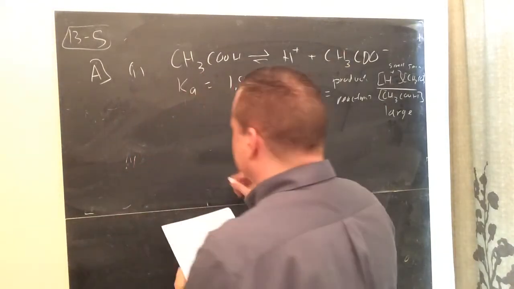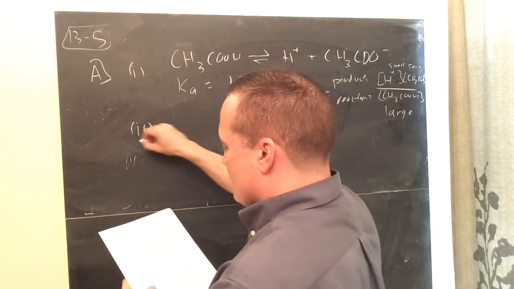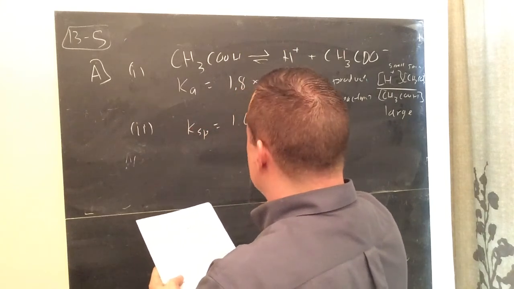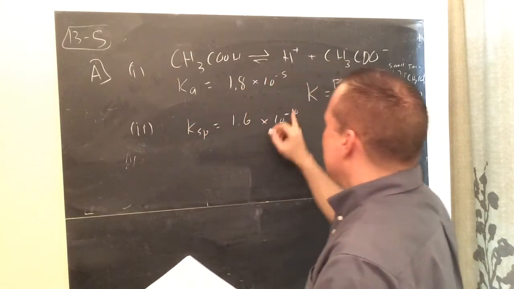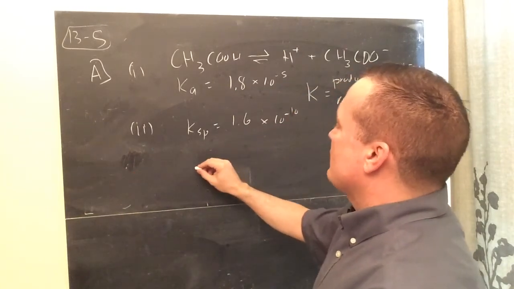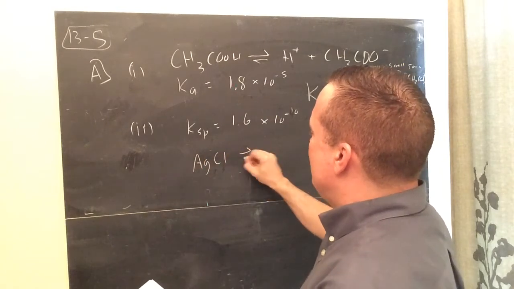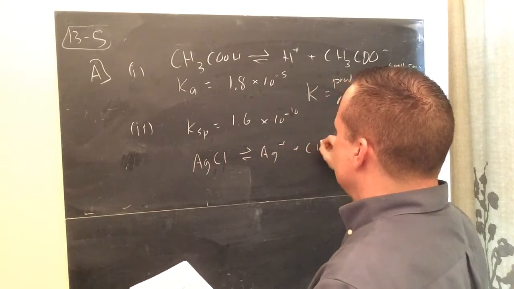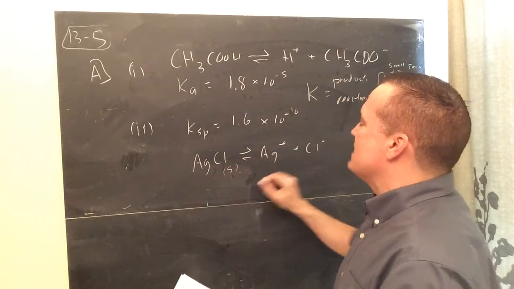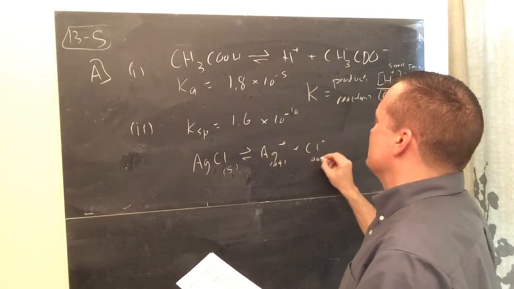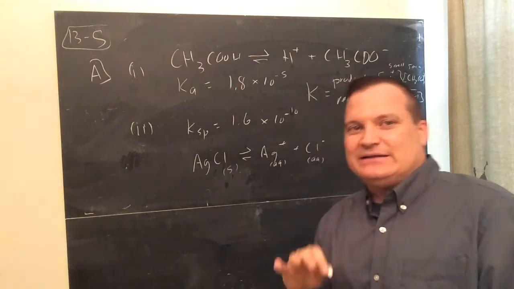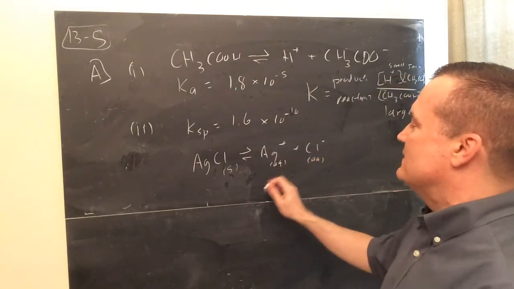Okay, for number 2, this is the Ksp value, 1.6 times 10 to the negative 10. What this tells us is the same thing. Here, it would have to lie far to the left. AgCl gives you Ag plus and Cl minus. Now, this is a solid and these are aqueous. But these are in equilibrium with the solid, even though the solid is not mathematically in the expression, it is part of the equilibrium system.